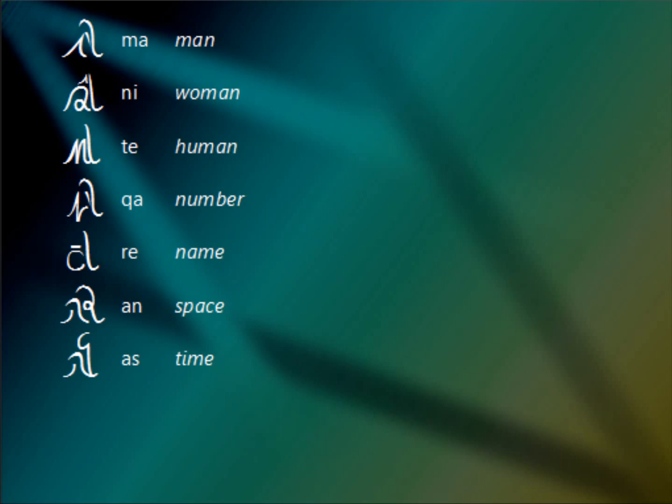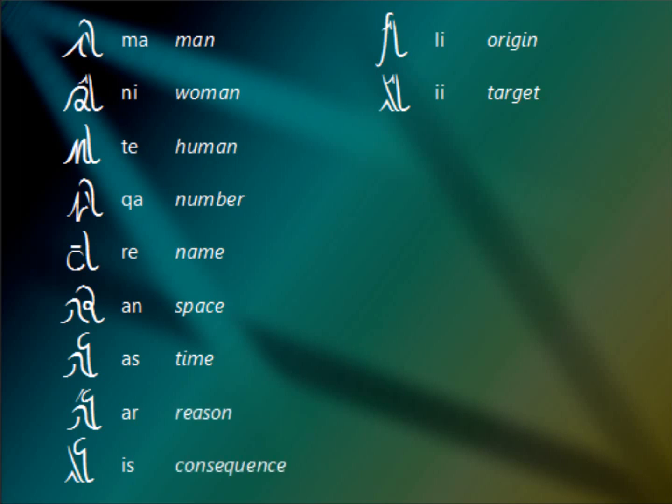Everything has a beginning and an end. Li, origin, and yi, target. Two root words for cause and effect, ar, the reason, and is, the consequence.